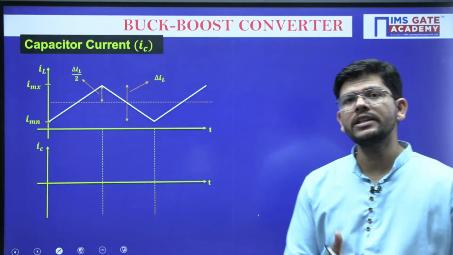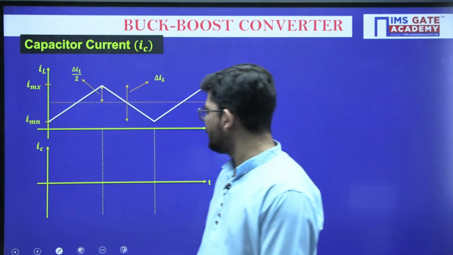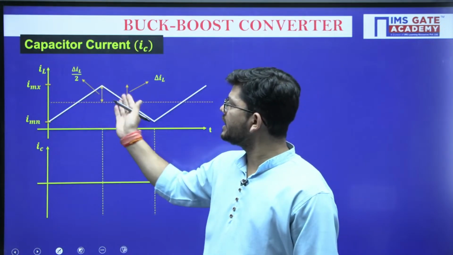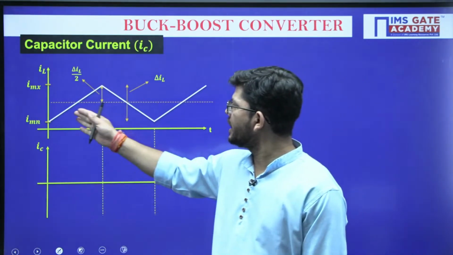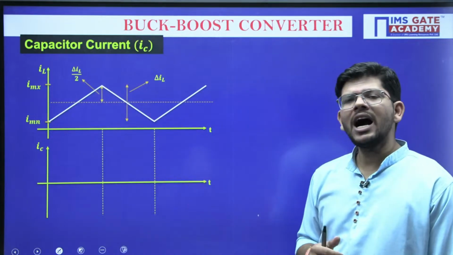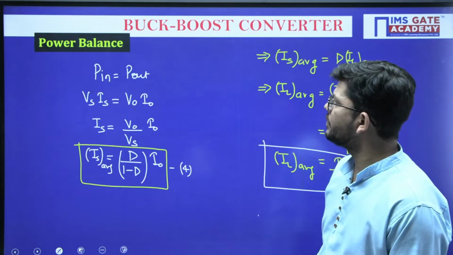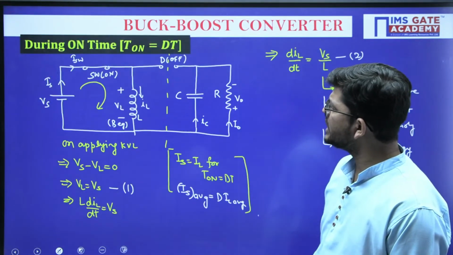Now let us see the role of capacitor. What will the capacitor be doing? Capacitor current. So if we are talking about the capacitor current, you know that inductor current is varying like this, isn't it? Inductor current is varying like this. Now how is the capacitor current behaving? So just let me take you to the first few slides. Just see here in this circuit what is happening during the on time.